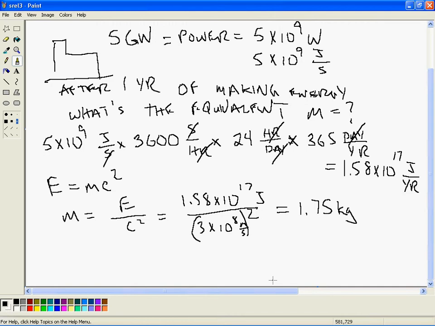So less than 2 kilos of matter provides the energy for an entire year, and for an entire year at 5 billion joules per second. Okay? So understand that, of course, this is assuming 100% conversion, right? So all of this 1.75 kilos would be turned into energy. So that's the end of this problem.